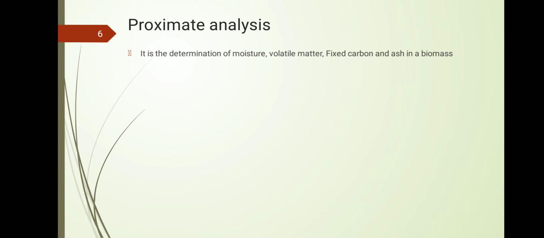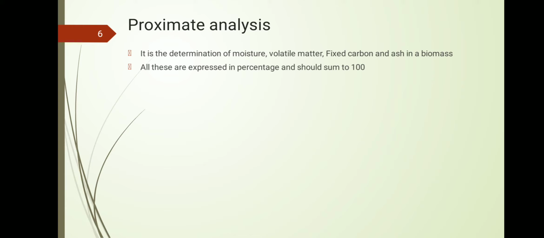It is a determination of moisture, volatile matter, fixed carbon and ash in a biomass. So its total will be 100. These are expressed as percentages. These are the four important elements in a biomass. Every biomass we can split into these four categories.